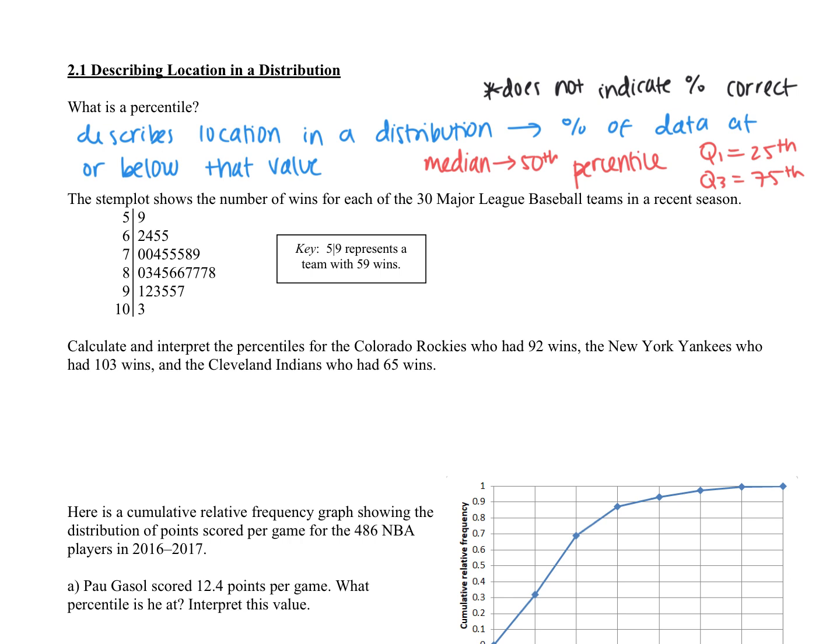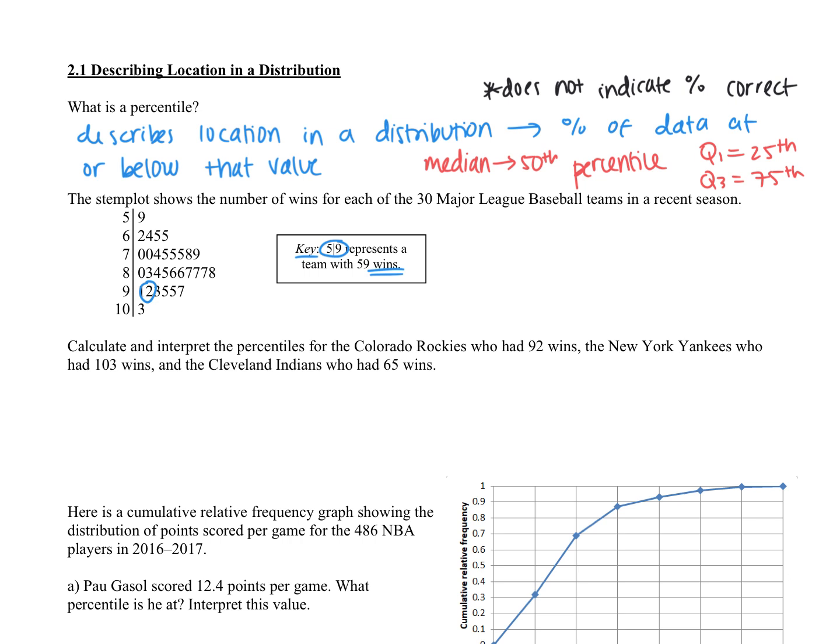So let's take a look at an example using percentiles. The stem plot below shows the number of wins for each of the 30 Major League Baseball teams in a recent season. Okay, so we have our stem and leaf plot, and we have our key, which tells us that 5-9 is 59 wins. We are going to calculate and interpret the percentiles for the Colorado Rockies, the New York Yankees, and the Cleveland Indians. If we start with the Colorado Rockies, who had 92 wins, that's this team right here. So we want to know the percent of teams that were at or below 92.